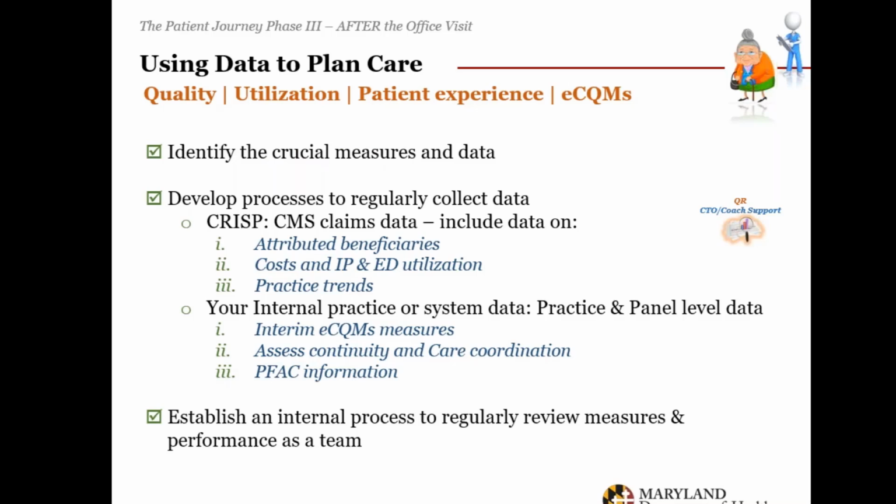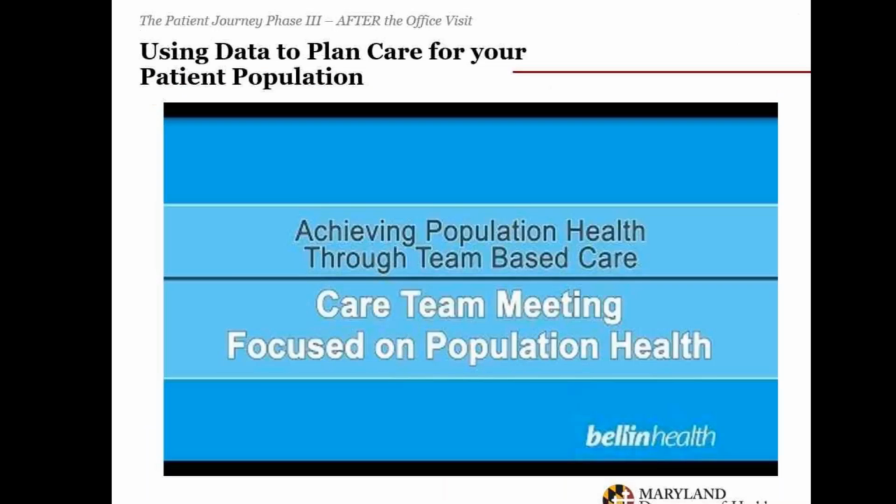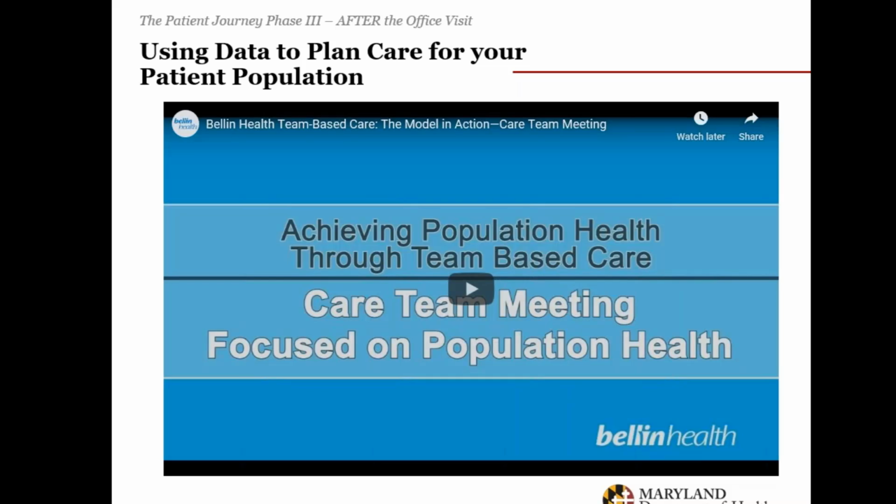Okay, so in using data, we've already gone through the QI process. So just identify the crucial measures. What are you measuring? Where do you get the data for it? You have CRIS as a data resource for claims, and then you also have your internal practice system. So your EMR also has information that you cannot see in claims data. For example, your PFAC, and then access and continuing care coordination data points and interim ECQM measures. Then establish an internal process to keep reviewing the measures and how your team is performing. I will skip this because we're just talking through how to plan care for your patient and patient population.